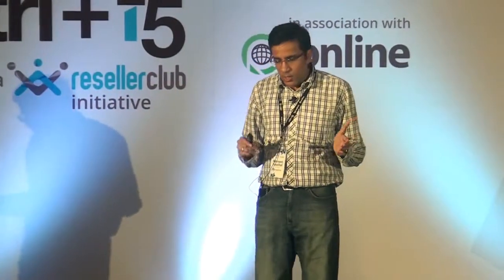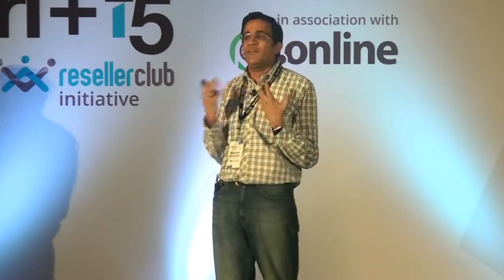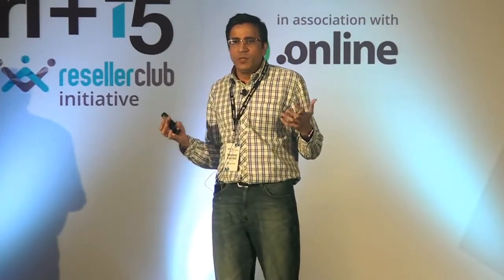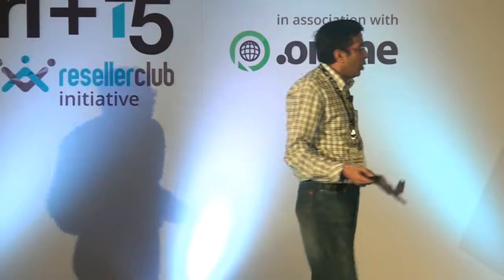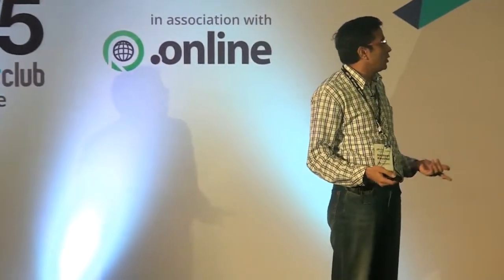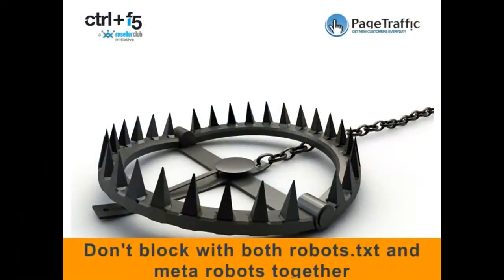So a typical case, let's say I have a page which has low value content, or a page which I know has duplicate content, and I don't have the bandwidth to rewrite that content. So a typical solution would be to block that. Now blocking in robots.txt is not going to help. Blocking this way is how it's going to help. Another example, don't block with both robots.txt and meta robots together. That's not recommended. You either use the robots.txt or you block it with the meta.